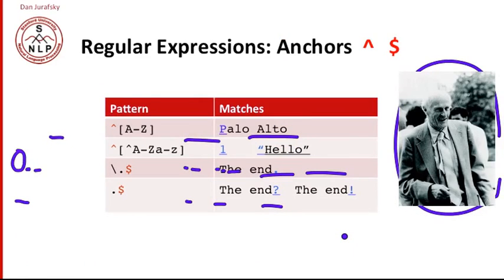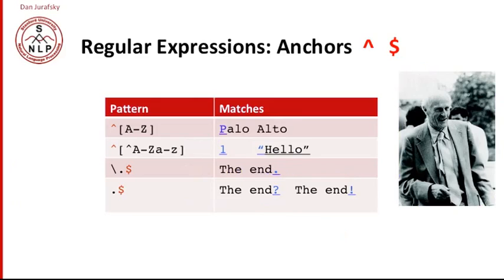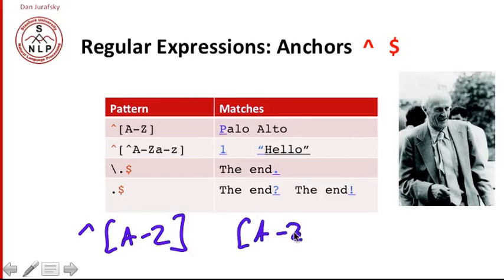And finally, two special characters. The caret matches the beginning of the line. So caret, capital A through Z, matches a capital letter at the beginning of the line. The dollar sign matches the end of a line. So A through Z dollar matches the end of a line, a capital letter at the end of the line.